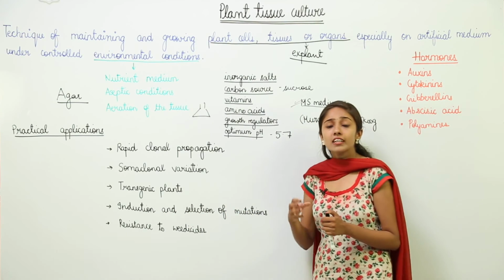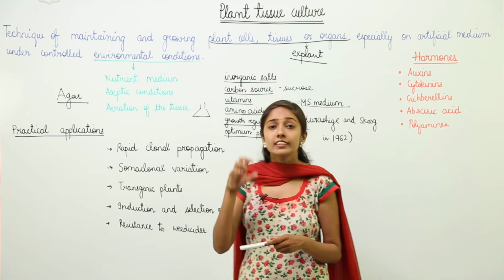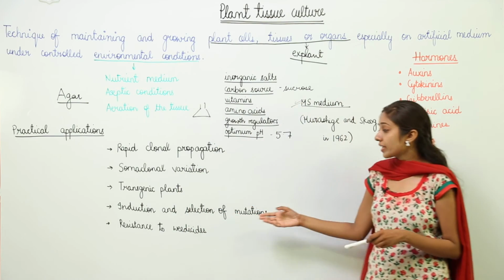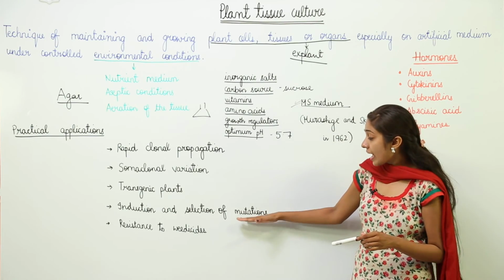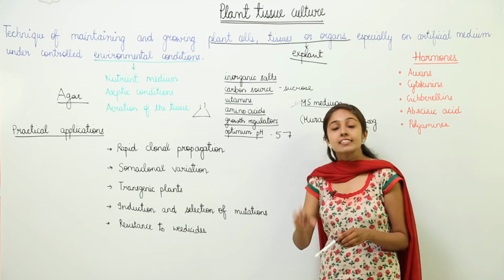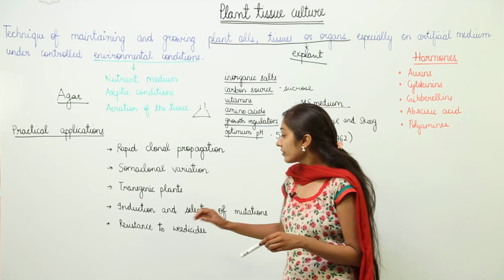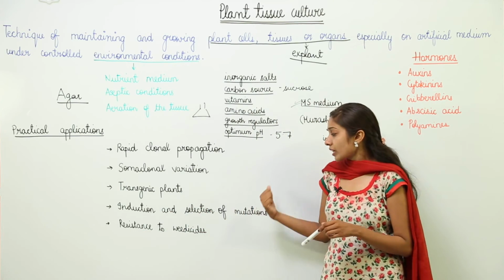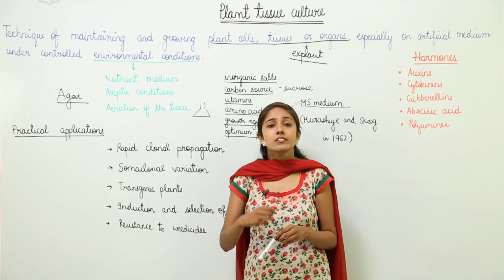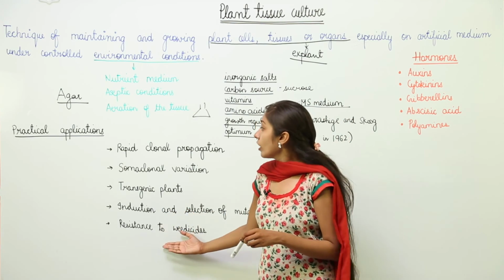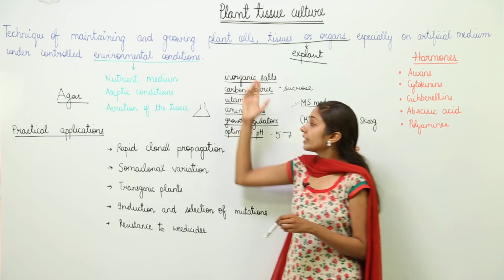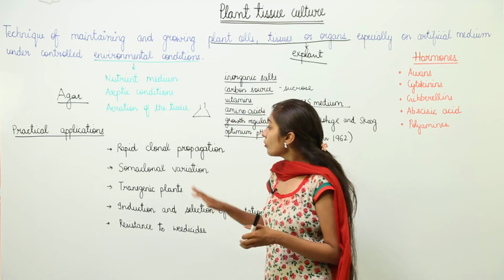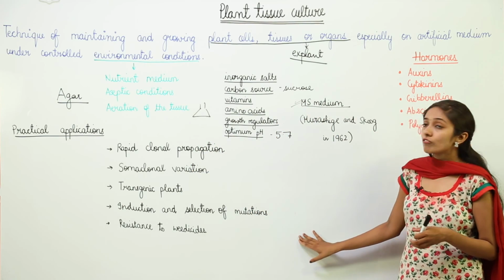The mutations that are beneficial are selected, and those explants are grown further and further, so that we can have the desired characteristic traits in those plants. Then resistance to weedicides. As I told you, these mutations can lead to disease resistance in some cases. So the practical application of plant tissue culture is also resistance to weedicides and certain other diseases. So these are a few practical applications of plant tissue culture.